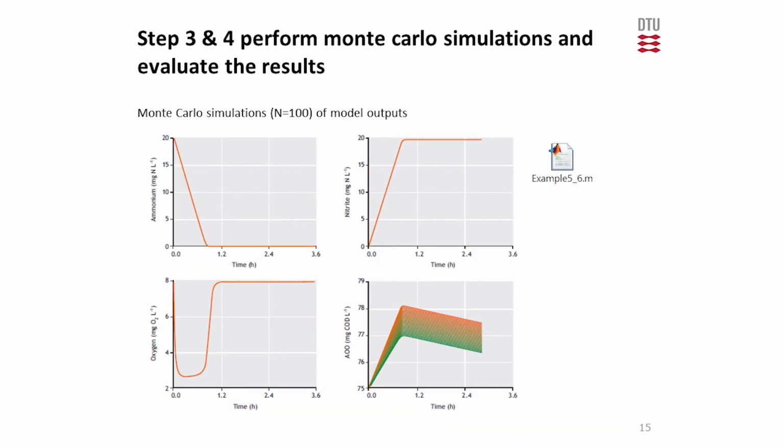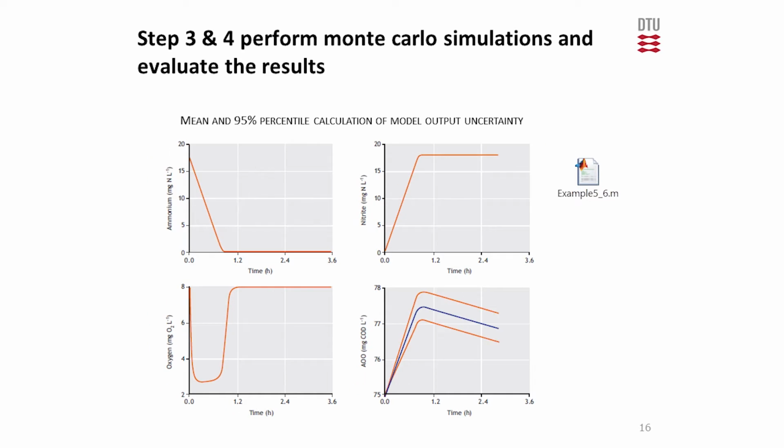In steps 3 and 4, n-model simulations are performed, using the sampling matrix from step 2, xn, recording the model outputs in a matrix form and plotting the results. From the simulation results, the mean can be calculated, as well as the standard deviation and percentiles, within, for instance, 95%.